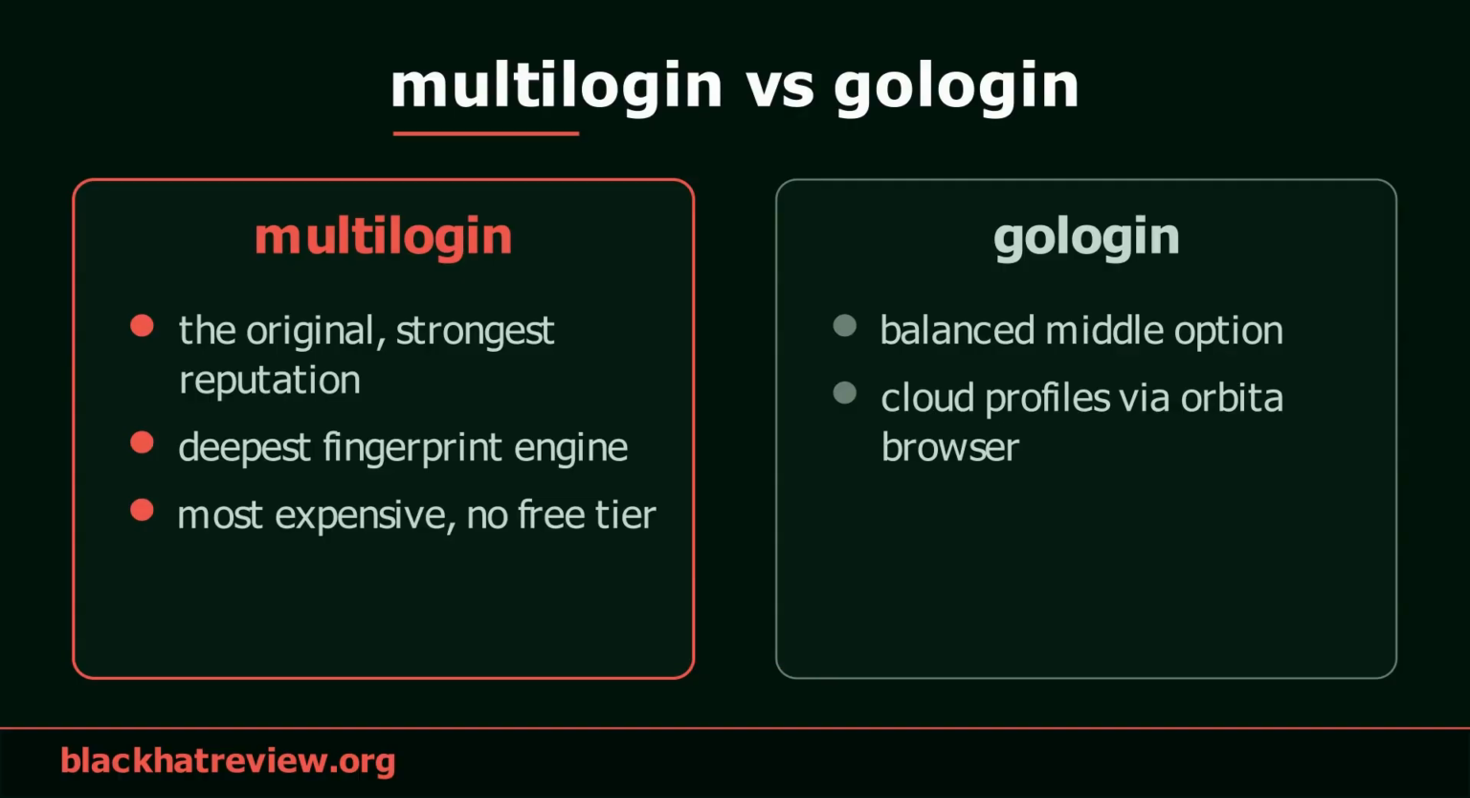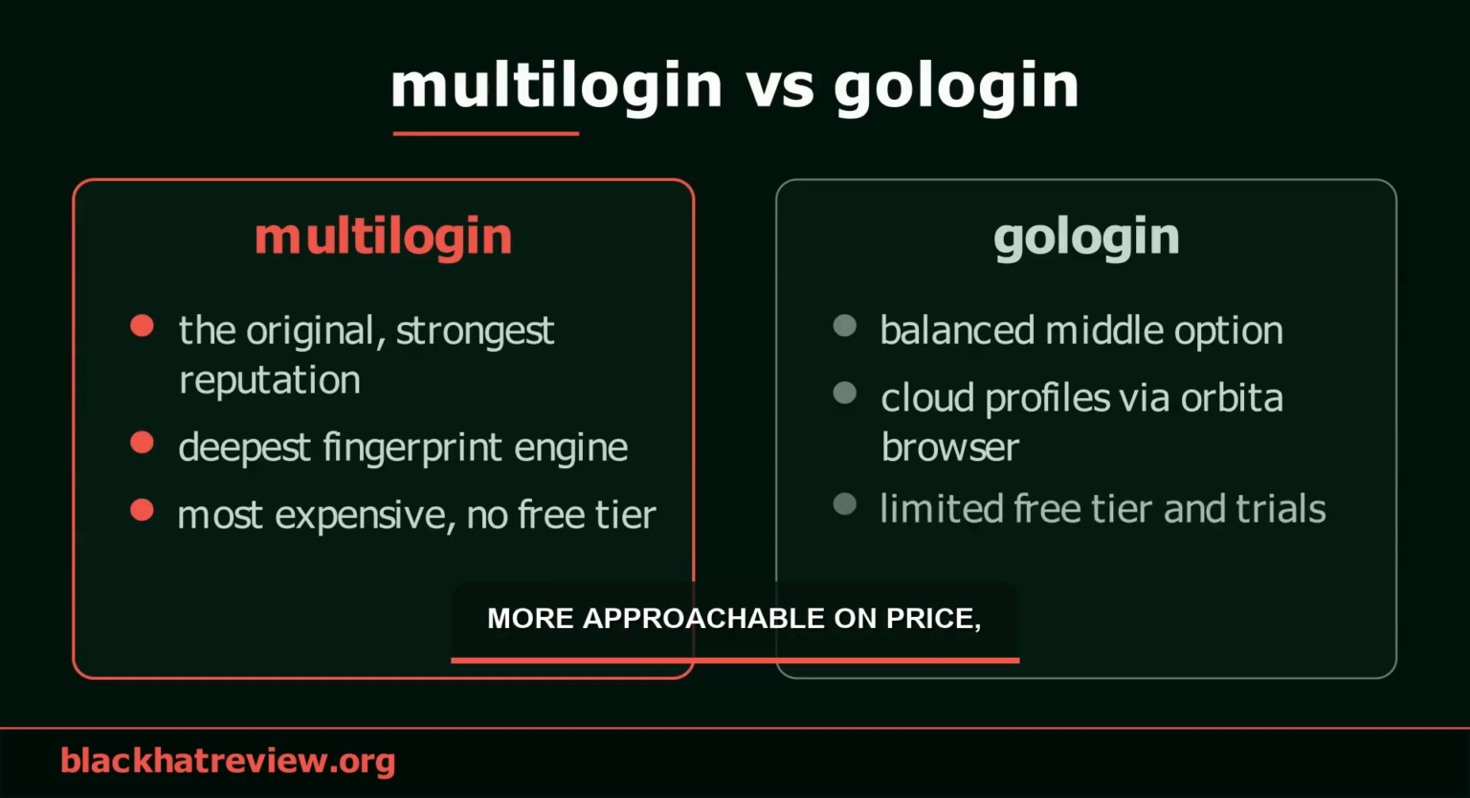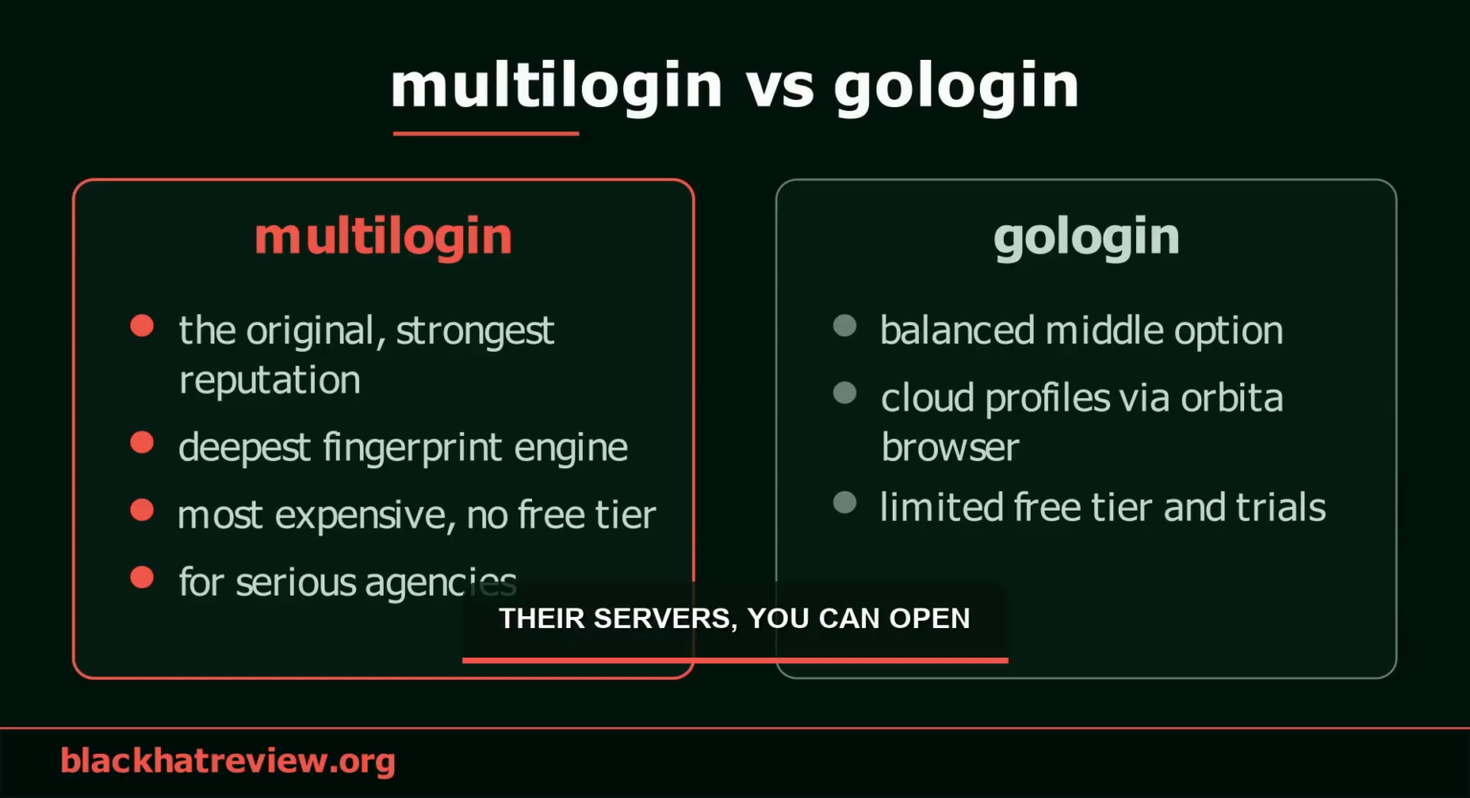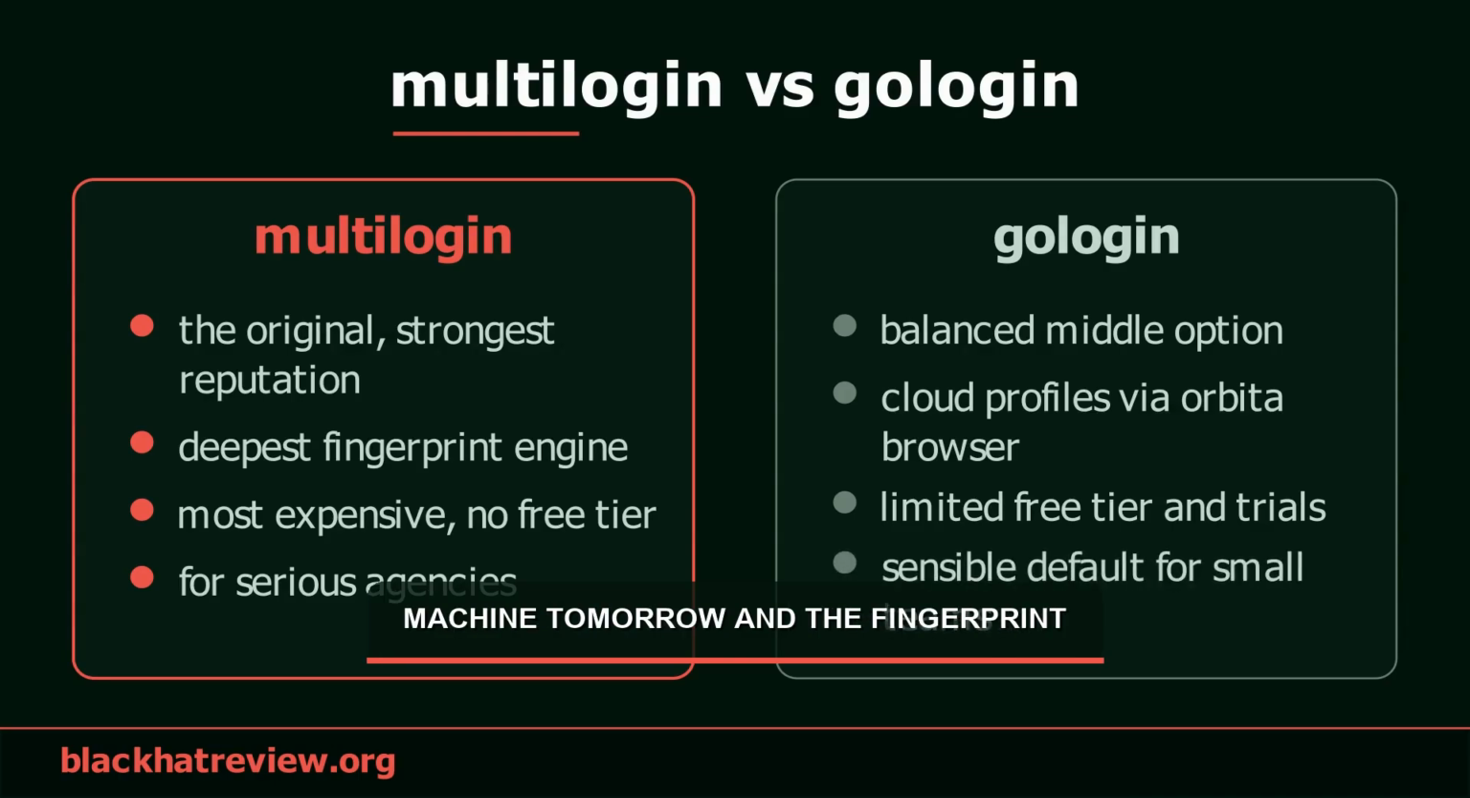Then there is GoLogin. It sits in the middle, more approachable on price, with cloud-based profiles you can reach from anywhere and share across a team. That cloud point matters more than it sounds. Because the profile lives on their servers, you can open the same account from your laptop today and a different machine tomorrow, and the fingerprint travels with it, which is exactly what you want when a team passes accounts around.